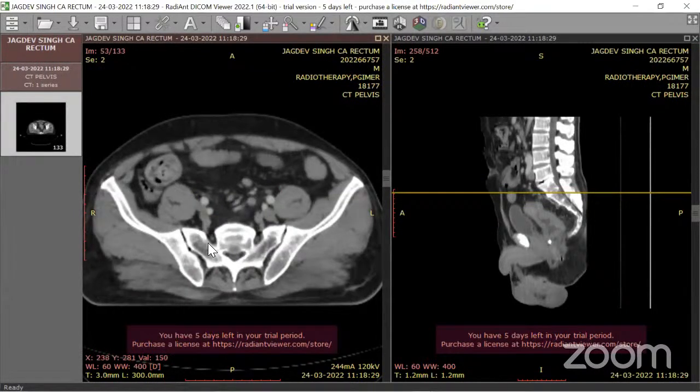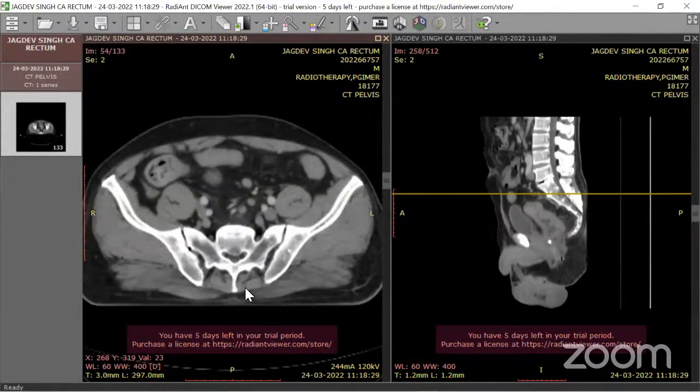Another thing is, here you can see that there is a sacral notch with the nerve root. So in such sites, you make sure that you include that sacral notch. That is very, very important. So this is how the volume looks as we go.